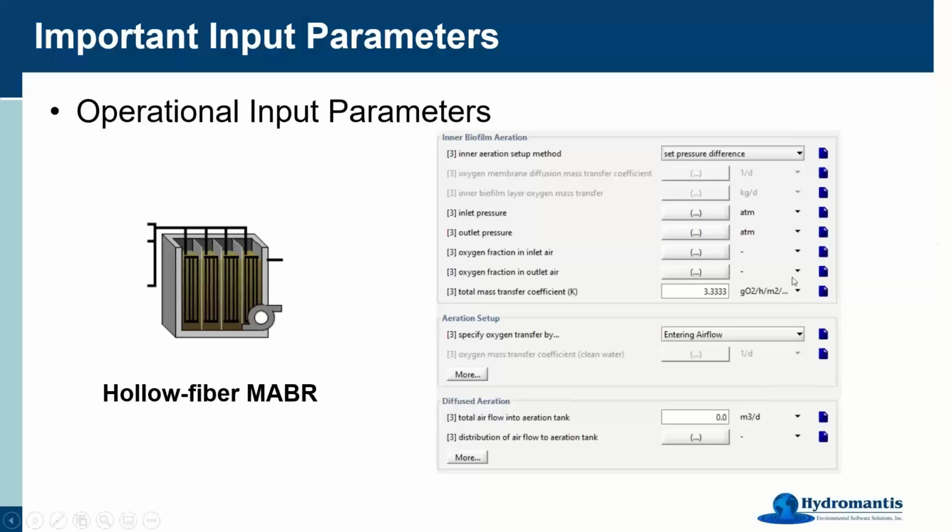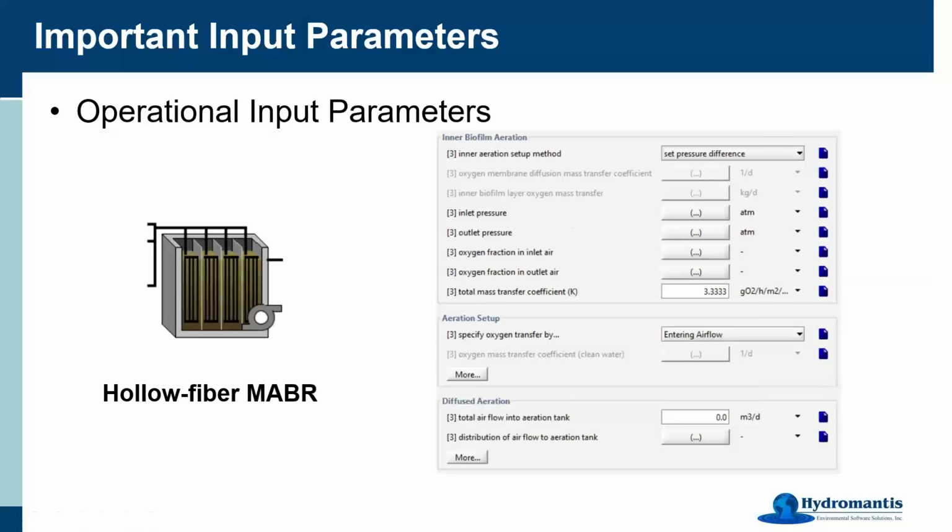This aeration setup at the bottom of this menu, however, is referring to any other diffused air that you have in the bulk liquid. So this is basically the regular diffusion that you would get in a normal conventional plug flow tank. So you can do both of these, or just the aeration above, and just the stuff that comes in through the membranes.